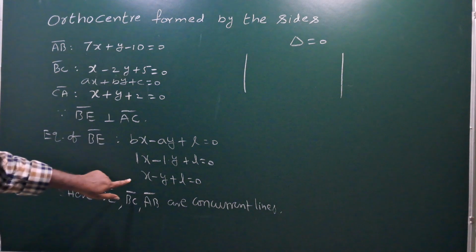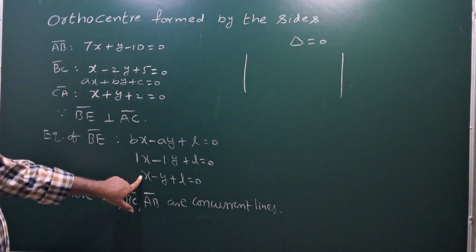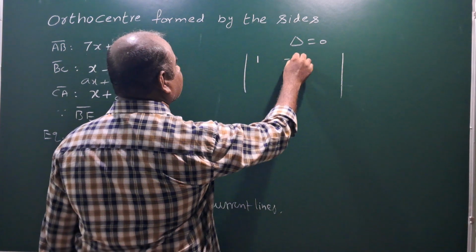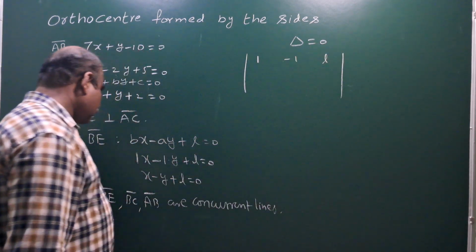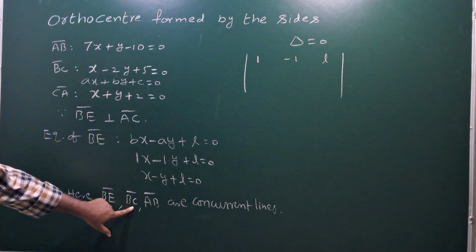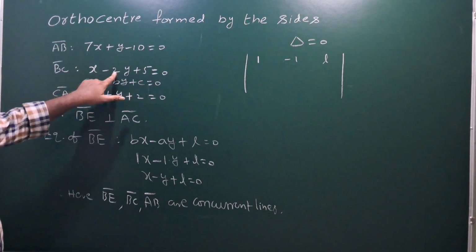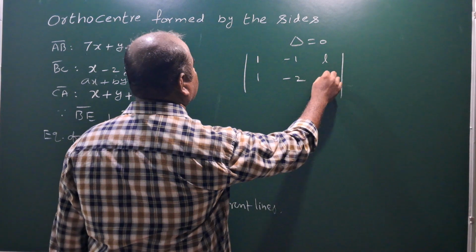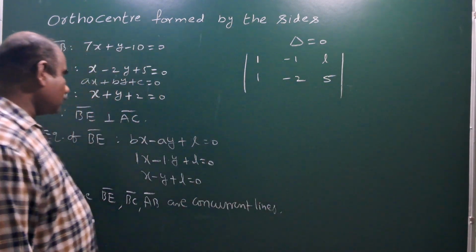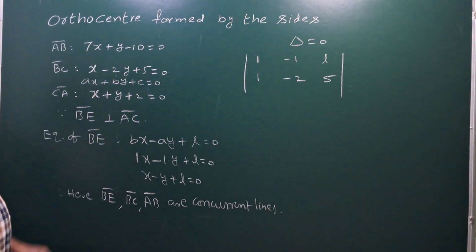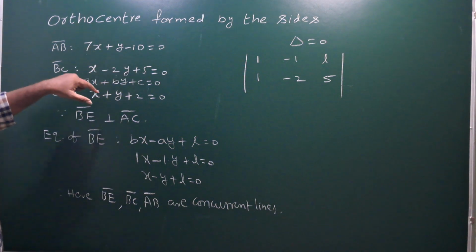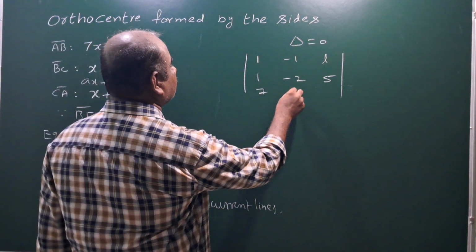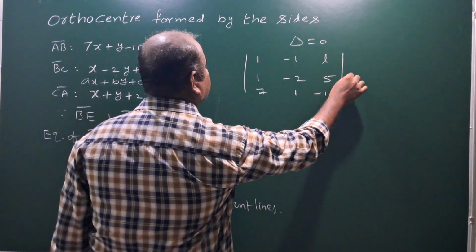Okay, first of all write the coefficients of BE: 1, minus 1, L. Next, the coefficients of BC: BC means 1, minus 2, 5. Next, the coefficients of AB: 7x plus y minus 10 is equal to 0 means 7, 1, minus 10.